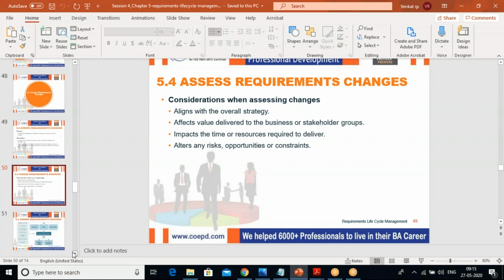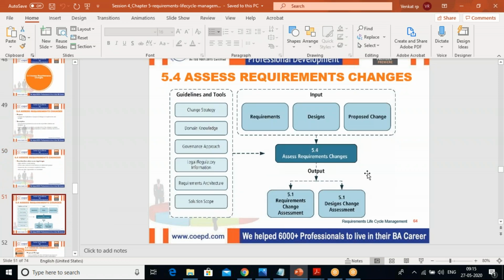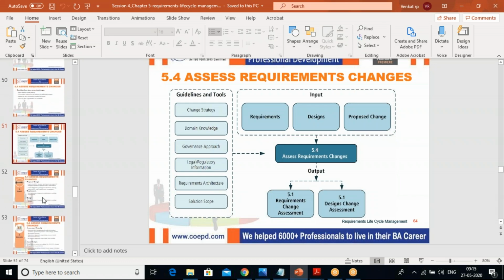we have to understand it. Okay, and if you see this assess requirements changes, it takes requirements, designs, and the proposed change as input. With respect to that change, we assess what the requirements change is, and the output would be requirements change assessment and design change assessment. The guidelines used here are change strategy, domain knowledge, governance approach, and here we have the regulatory body, legal and regulatory information, and requirements architecture and solution scope. These are the guidelines which we'll be considering.